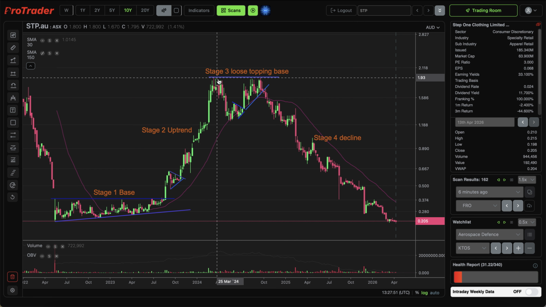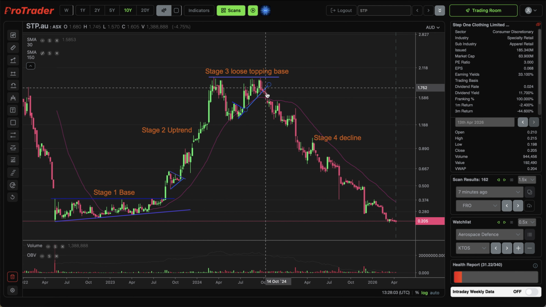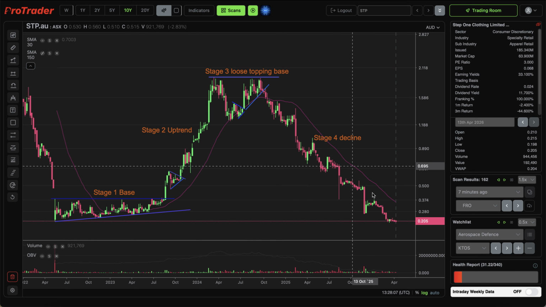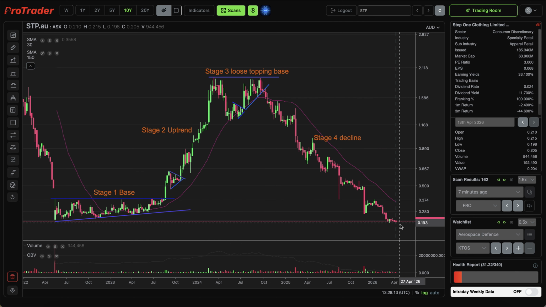People are taking profits. The smart money's getting out. They're starting to distribute their stock, and other people are waiting for a breakout. But this one never actually broke out. It had a lot of distribution, a bit of looseness, and then it broke down this trend line here. And then you go into what's called a stage 4 decline. This thing's now gone from nearly $2 down to 20 cents. It's in some serious trouble.